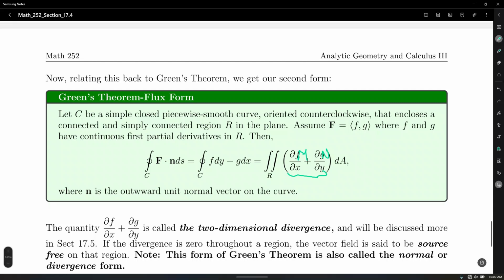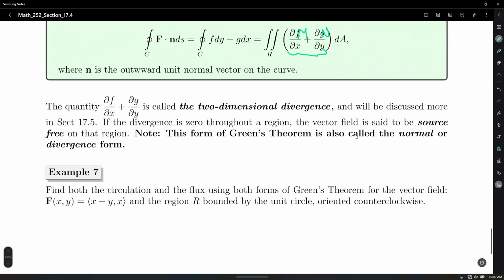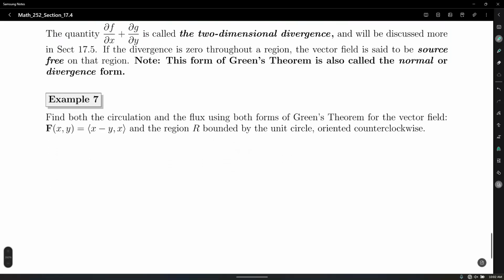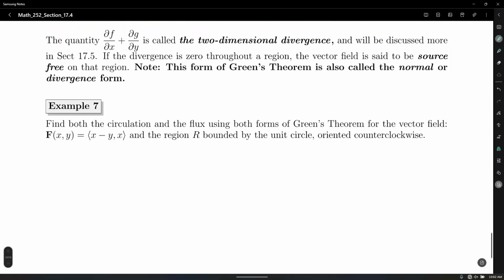That's all it is. And what are we calculating? The flux. This is just a very intro to flux integrals. Later, in the next section, we're going to go about surface integrals, and one of those surface integrals is a flux integral. So that's why we call it the normal or the divergence form of Green's theorem.